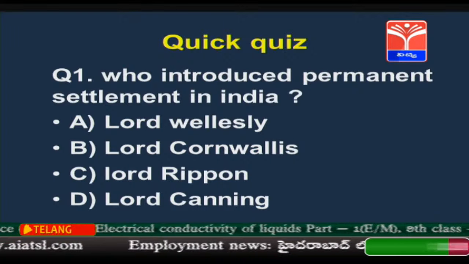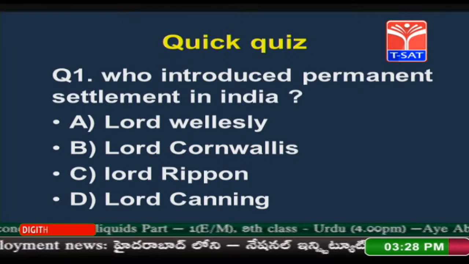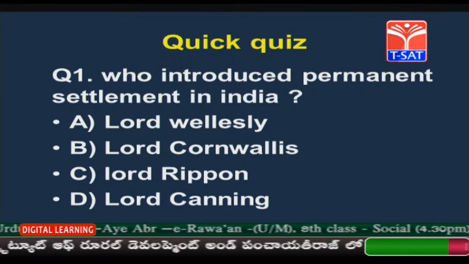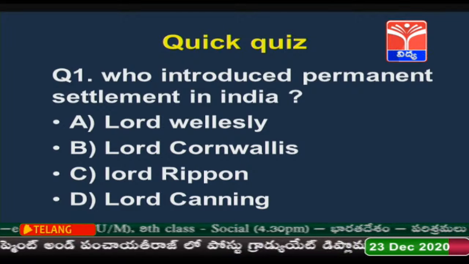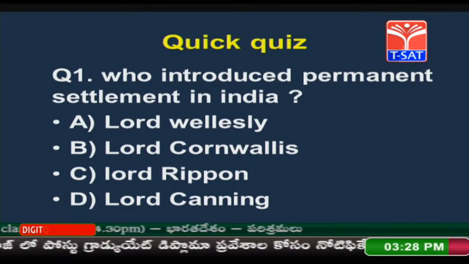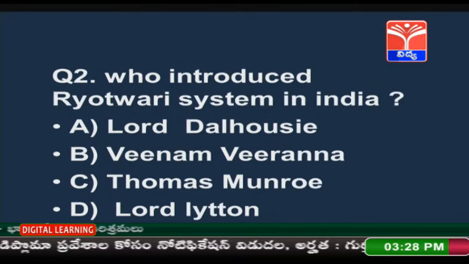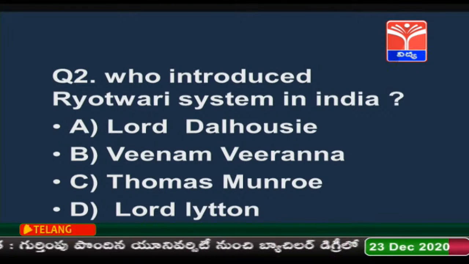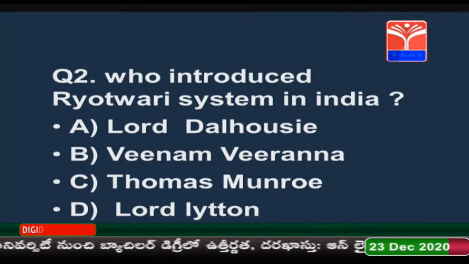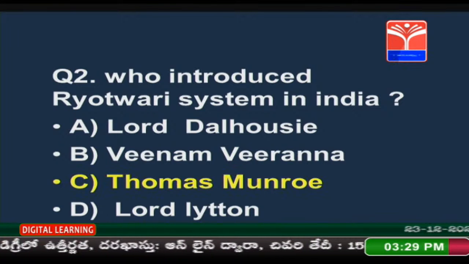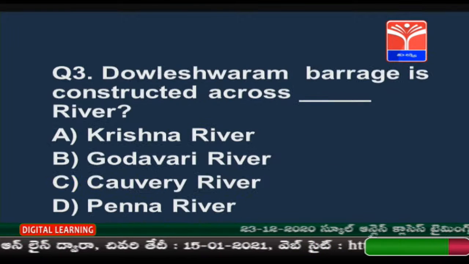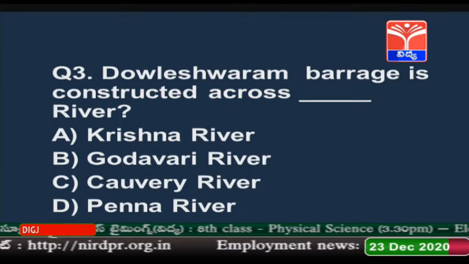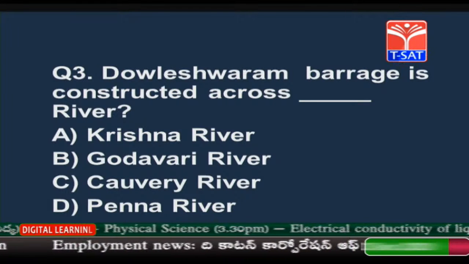Here is a quick quiz for you, children. Who introduced permanent settlement in India? Option A, Lord Wellesley, Lord Cornwallis, Lord Ripon, Lord Canning. The answer is Lord Cornwallis. Who introduced the Raithwari system in India? A, Lord Dalhousie, B, Veenam Veeranna, C, Thomas Munro, D, Lord Lytton. Thomas Munro. The Dhauleswaram barrage is constructed across which river?